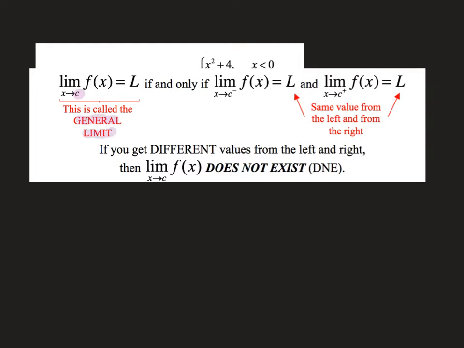And what we have to do for that general limit is look at the limit as x approaches c from the left, and the limit as x approaches c from the right. And those two numbers must be the same value. And then that becomes the answer to the general limit. So let's see how that applies for number 38.